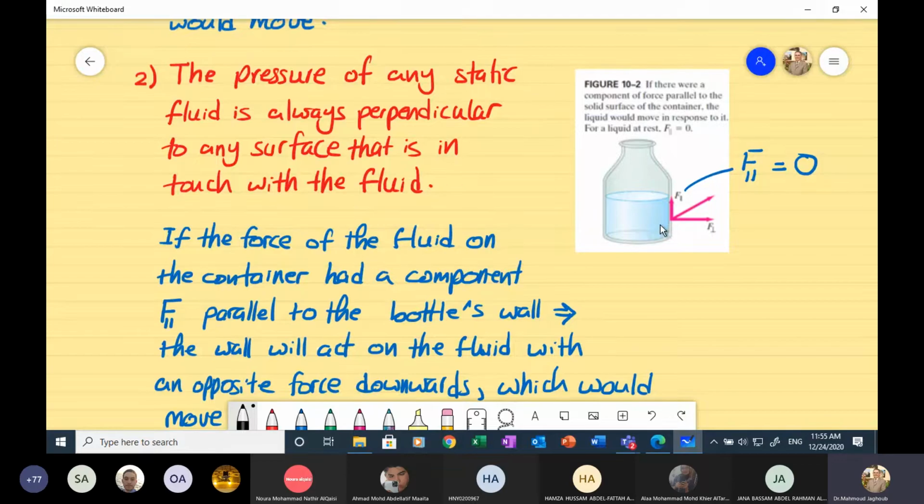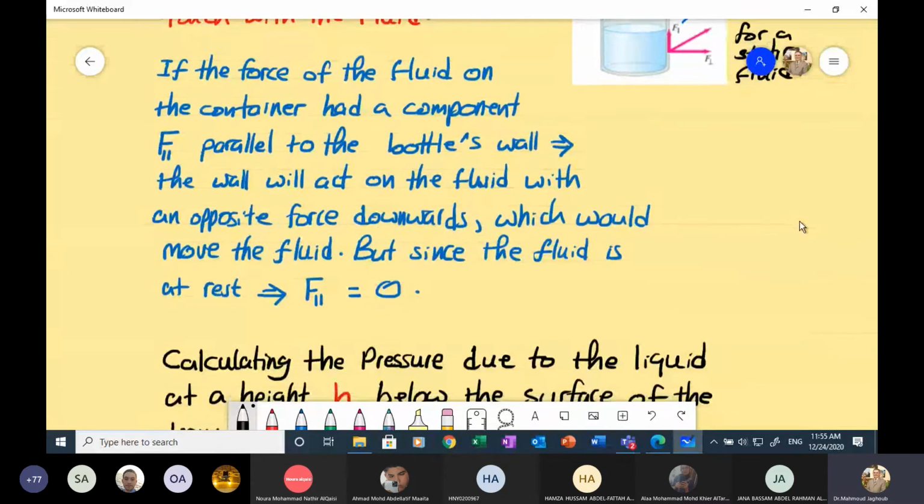It's basically a normal force. So this parallel component always equals what? To zero, provided the liquid is what? Is at rest. Here, for a static fluid. Okay.